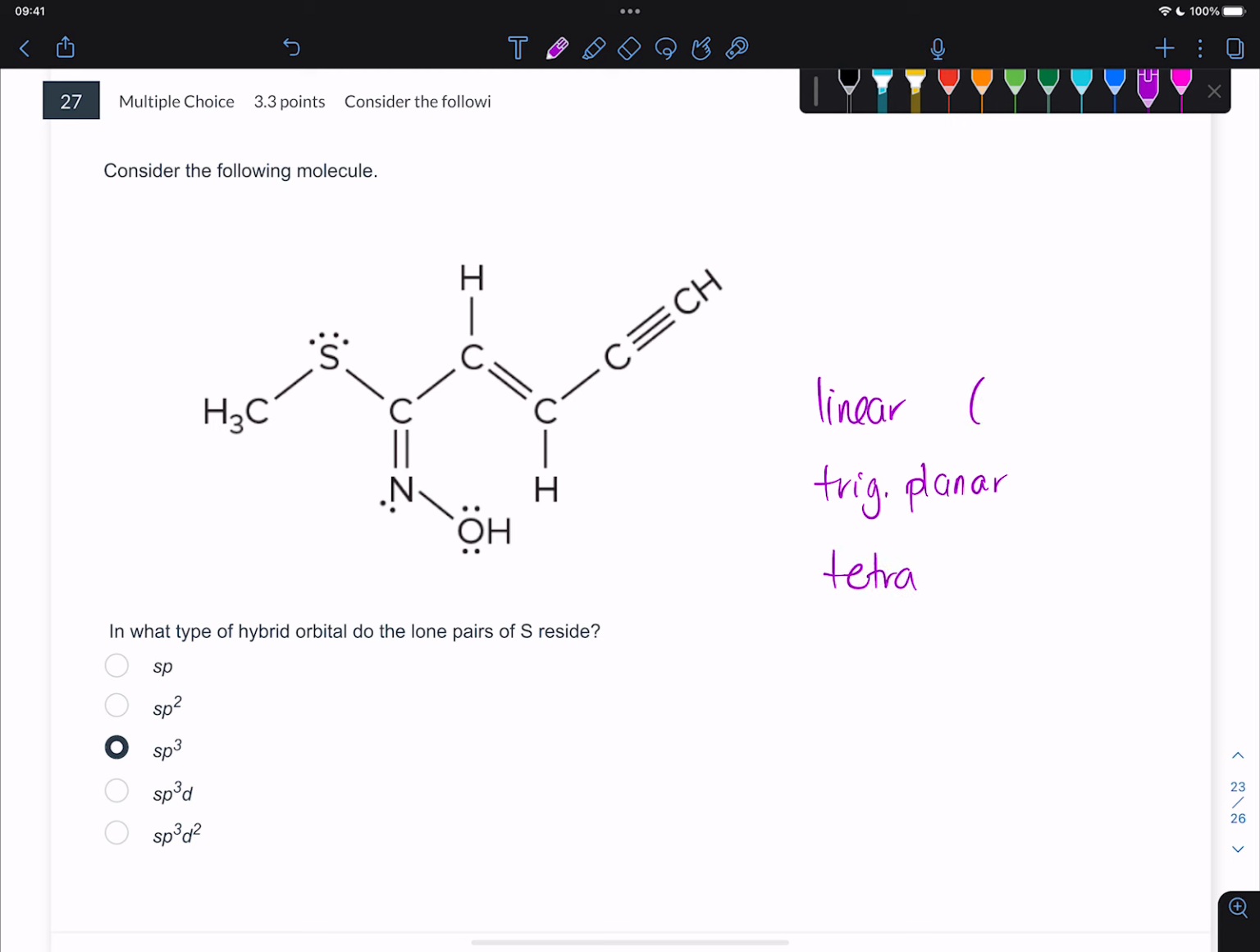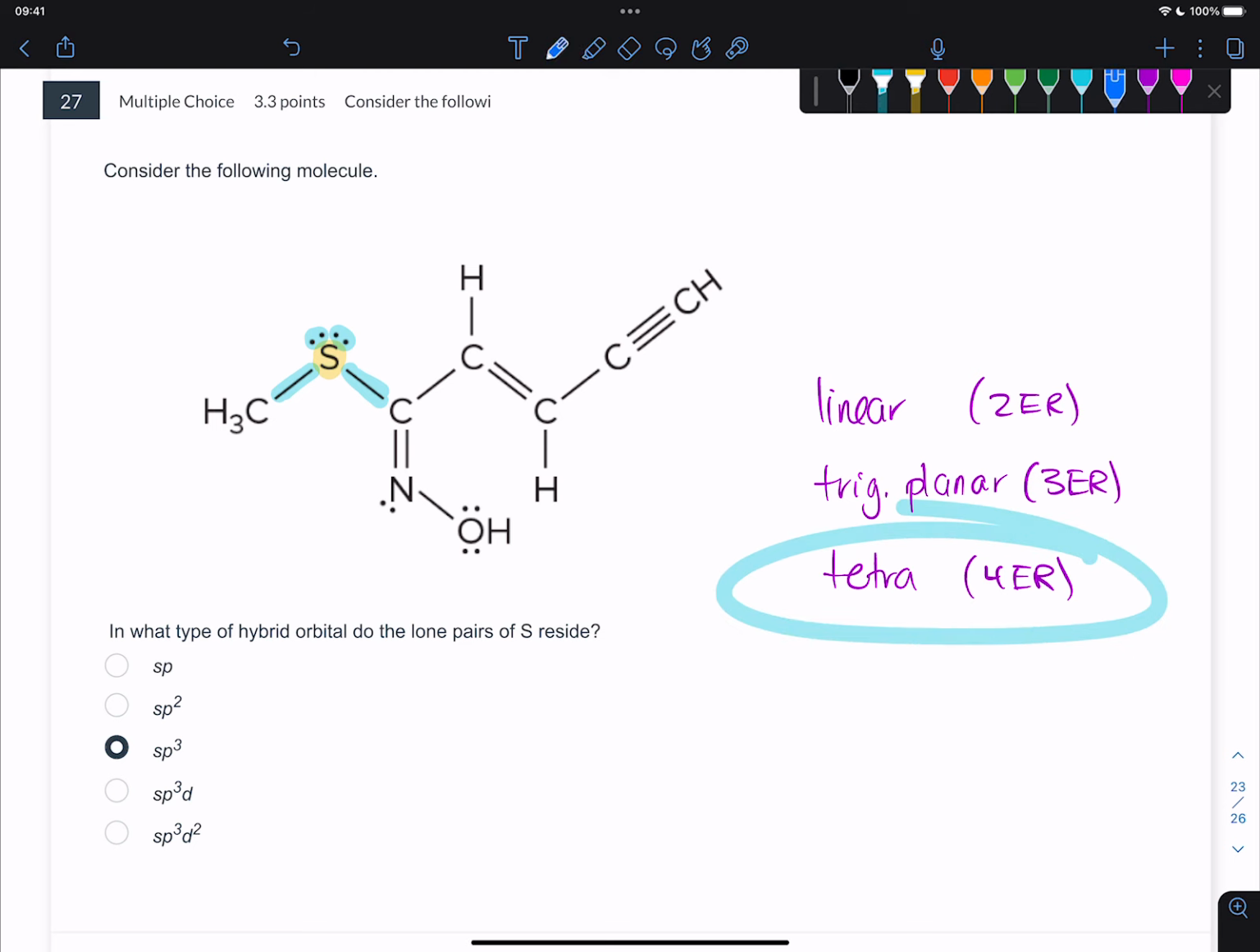So linear is going to be 2 electron regions. Trigonal planar is going to be 3 electron regions. And then tetrahedral electron region geometry is going to be 4 electron regions. So electron regions, remember, are just anything, whether it's a lone pair or a bond, that is around that atom. So we have a sulfur here. How many things are around it? You have a bond, so that's 1. A lone pair and a lone pair, that's 2, 3. And then another bond, that's 4. There are 4 things. That's a tetrahedral electron region geometry, which you just need to know corresponds to sp3.